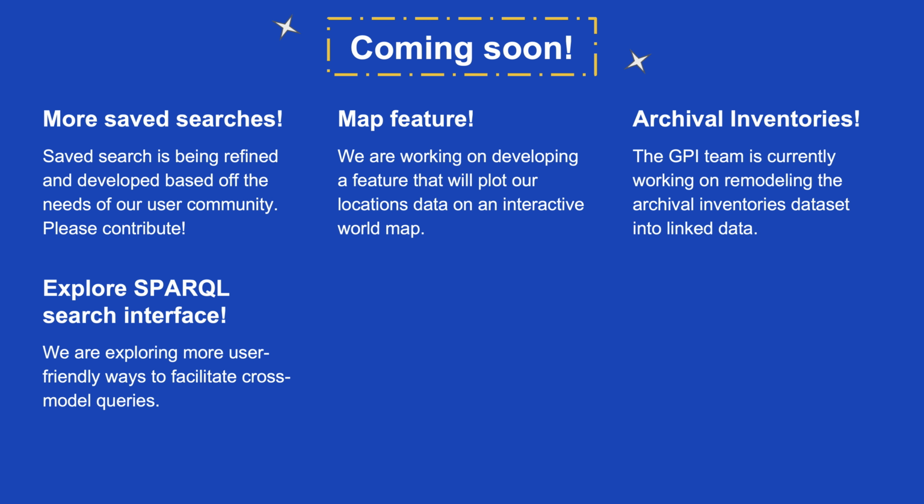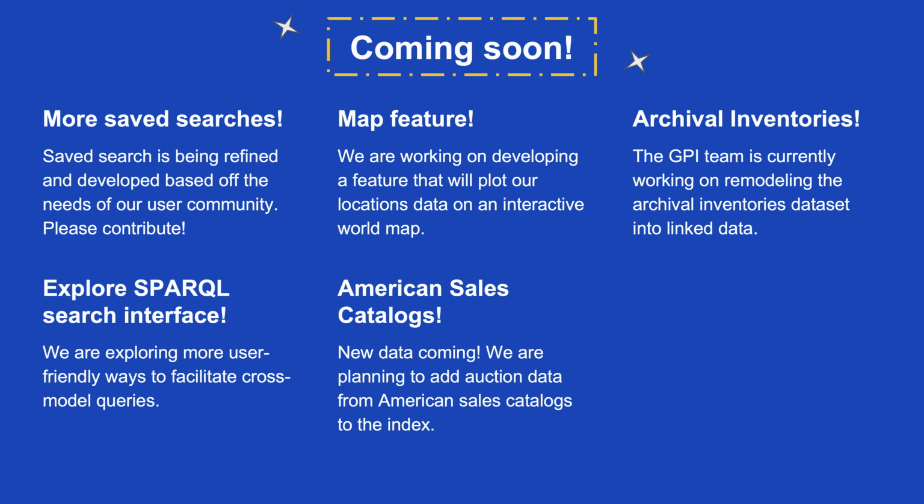Next, we are exploring more user-friendly ways to query the data via the Sparkle endpoint, which is the query language for semantic data. We hope this will facilitate more powerful and complex queries. And we have new data coming. We have auction data from American sales catalogs to add to the Remodeled Index in the future.